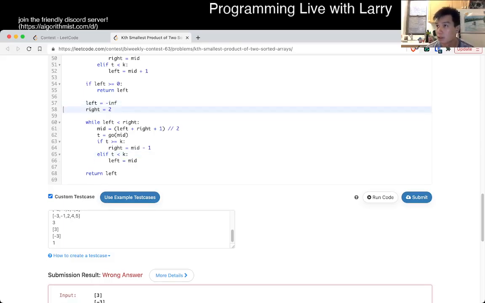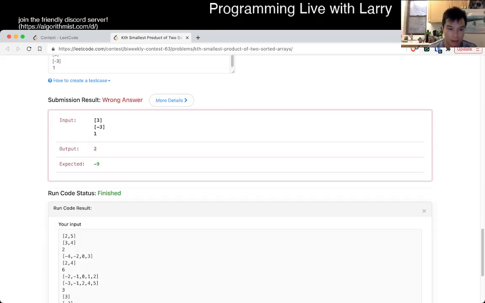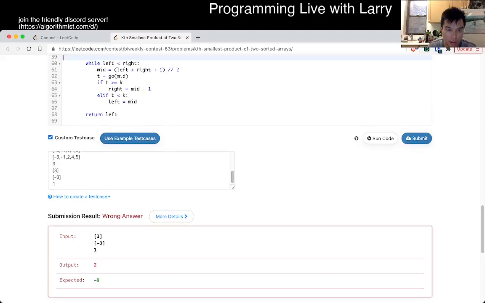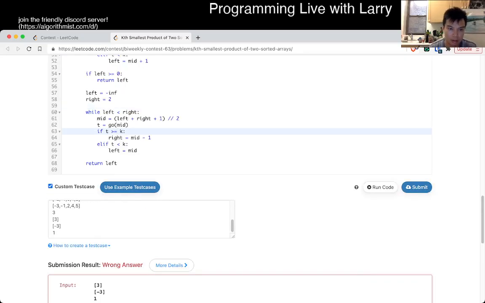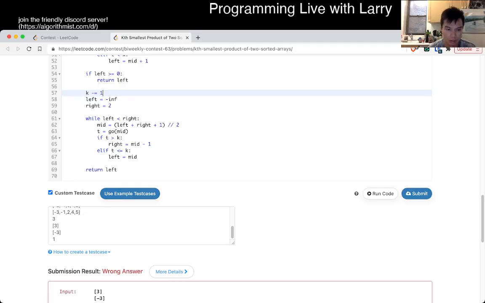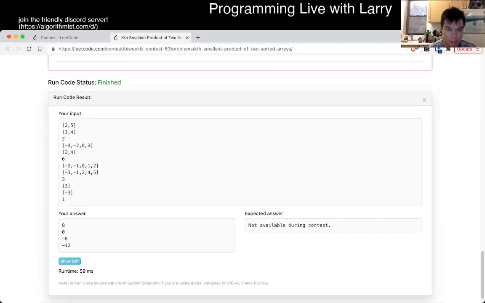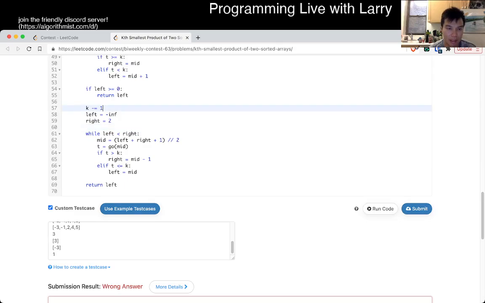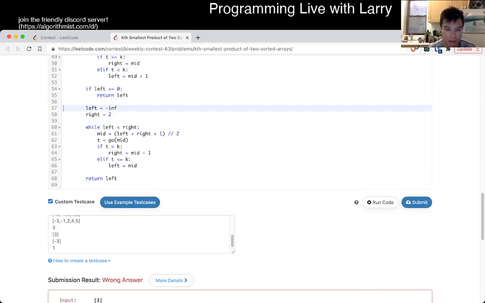Why am I so bad at this? It's wrong. This is wrong because I keep going up because it keeps on returning 1. I can't believe I'm stuck on the binary search part. I'm so bad at binary search.